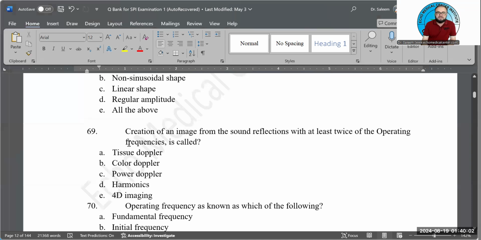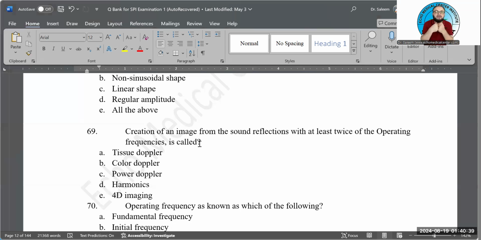It asks: creation of an image from the sound reflection, which is at least twice the operating frequency, is called what? This question is actually a definition question. When we have an image, we need at least 2 times the operating frequency in the reflection. Whatever operating frequency you use, at least we need double of that for the reflection. For example, you're using a 3 megahertz transducer, so you need to have at least 6 megahertz reflection.